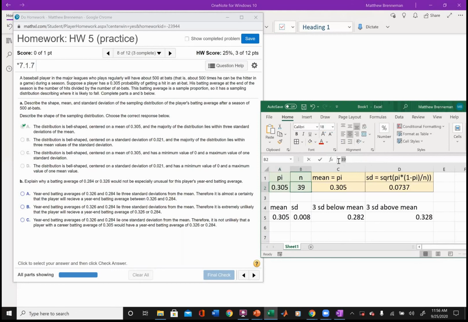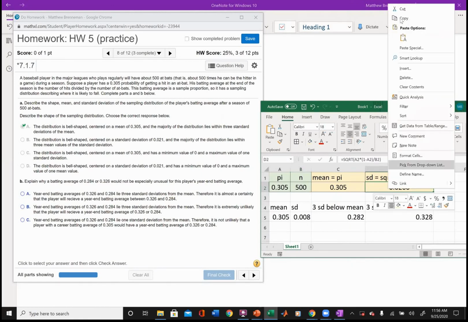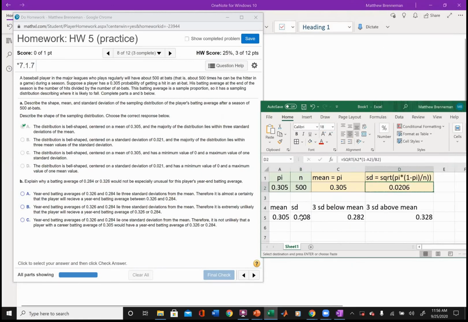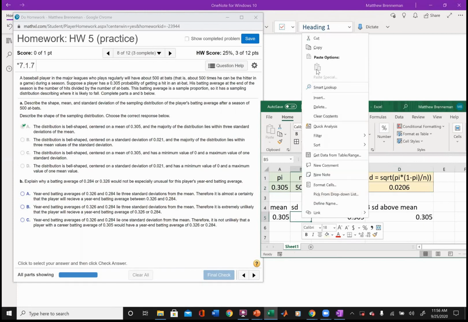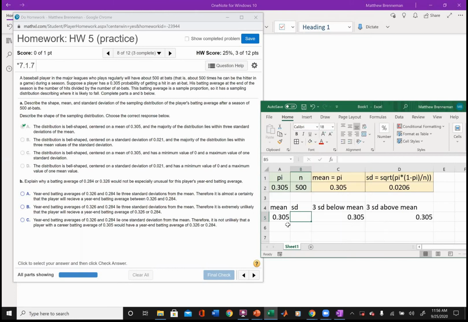500 at bats. And there's my standard deviation, and I'm going to copy it. And I'm going to paste it as numbers. Let me copy it again. I cleared it, sorry. Copy. And I'm going to paste it as a number, okay? Not as a formula. Okay.